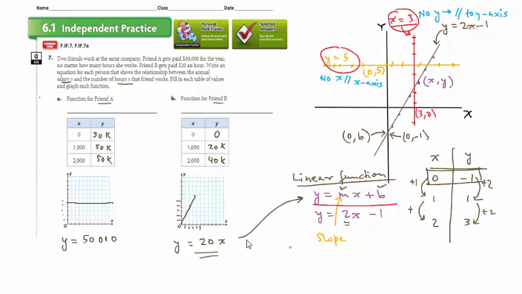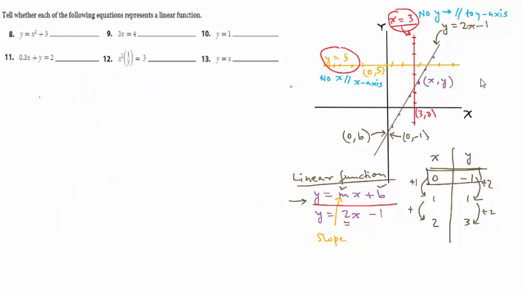Okay, over to our last page then. If you've paid attention to the first part of the video where I've explained all of this, it should be a piece of cake for you. Tell whether each of the following equations represents a linear function. Number 8, y is equal to x squared plus 3. So it's not x to the first, so this is not a linear function.